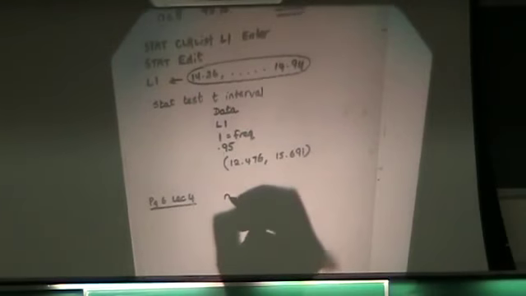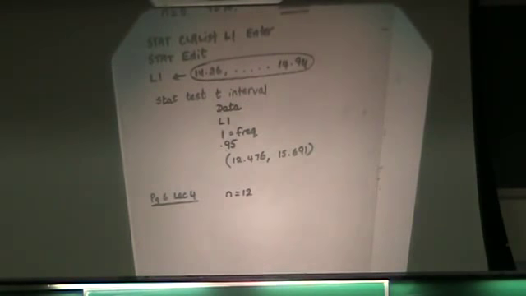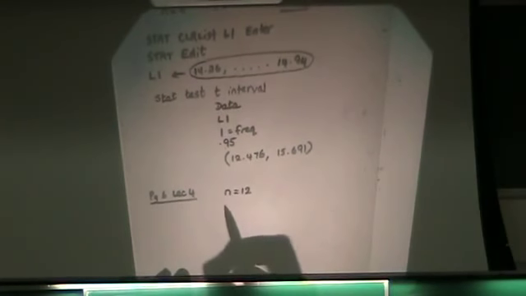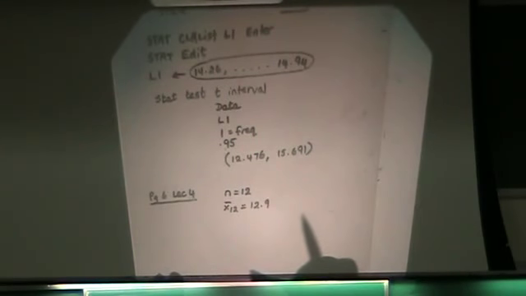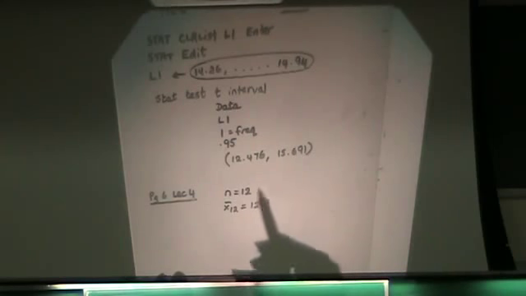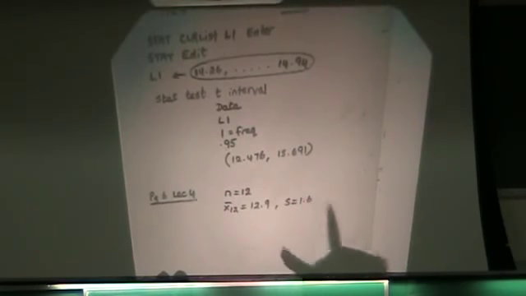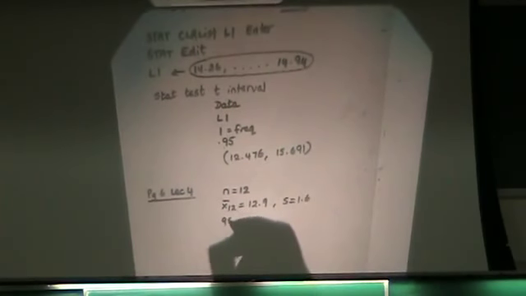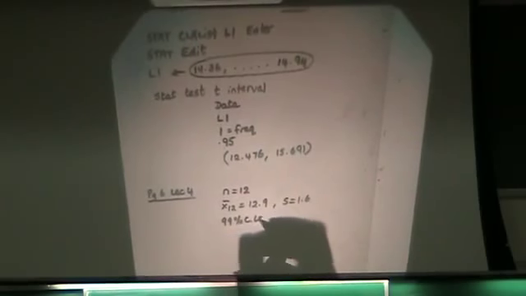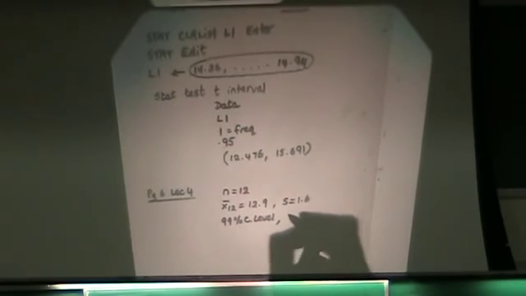It says a sample of size 12 produces an average of 12.9 and a sample standard deviation of 1.6. S equals 1.6. At the 99% level, find the margin of sampling error E. 99% confidence level. Find E.